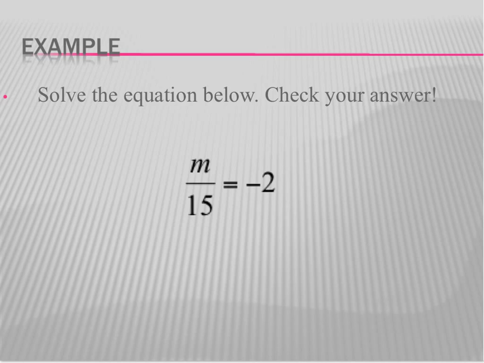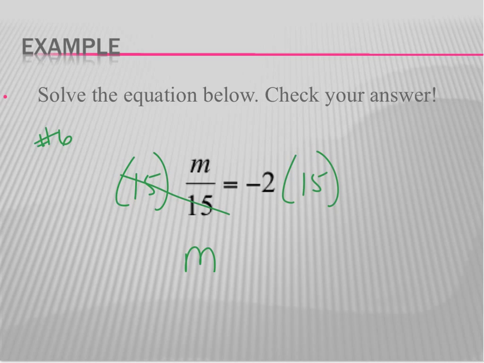This would be number 6 in your notes. This is a division problem. So to undo division, you would use the inverse, which is to multiply. Multiply both sides by 15. That's what you need to get rid of. They cancel out, creating 1, and 1 times m is m. On the right-hand side, negative 2 times 15 is negative 30.